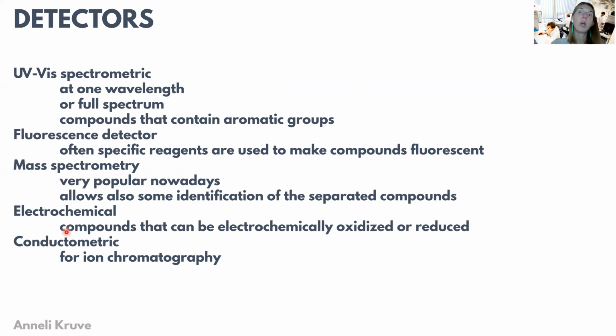For compounds which are oxidizing or reducing, an electrochemical detector can be used. It's not as widely used as either UV spectroscopy, fluorescence or mass spec. And for ion chromatography, a conductometric detector is a natural choice because we are separating ions which produce changes in the conductivity of the mobile phase. However, also for ion chromatography, we can use mass spectrometry for detecting the ions.